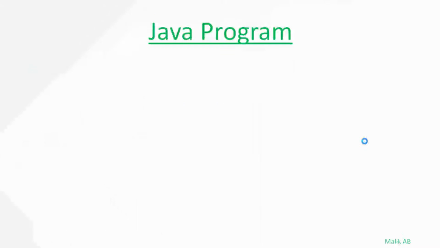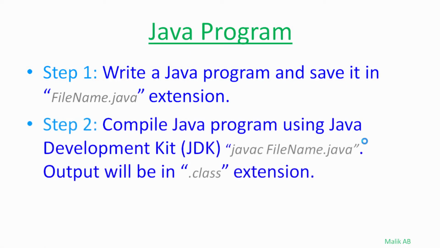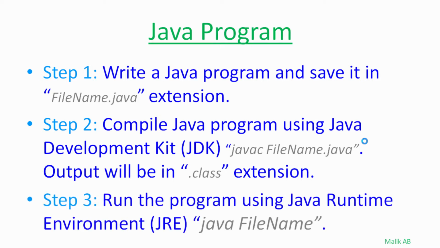What are the steps to write a Java program? First step is to write a Java program and save it in .java extension. This is Java source code and this is our first step. Then we have to compile Java program using Java Development Kit. The command will be javac, Java compiler, file name .java extension, and output will be .class extension, which is also known as bytecode. Our third step will be to run the Java program, and we will run Java program using JRE, Java Runtime Environment, and as we know, JRE has JVM, Java Virtual Machine, and the libraries, and the command will be java file name without any extension.